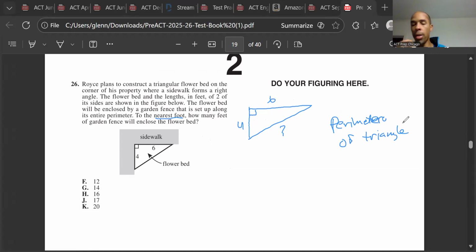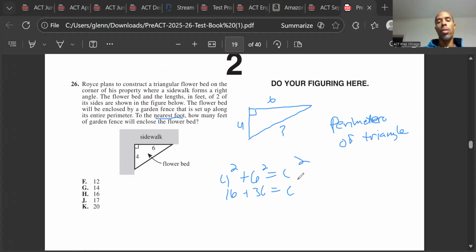To get that, we have two sides of the right triangle and we need the third, so we use the Pythagorean theorem. You've got 4 squared plus 6 squared equals C squared. You've got 16 plus 36 equals C squared, so 52 equals C squared. Then if you square root it and simplify 52, I think it's 4 times 13, so it would be 2 radical 13. It would be plus or minus, but since we're dealing with the length of a side, it won't be.